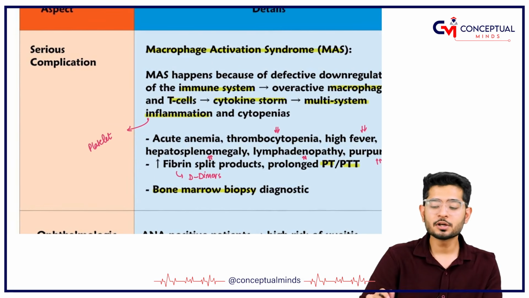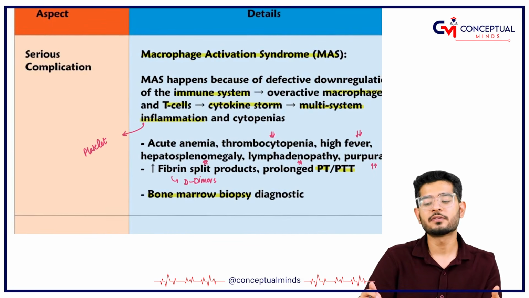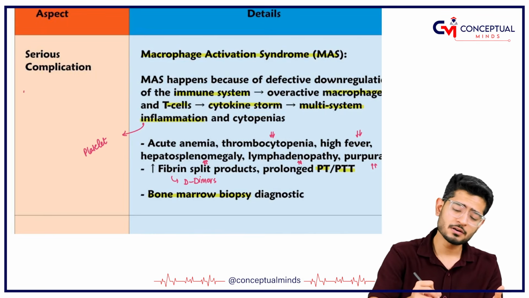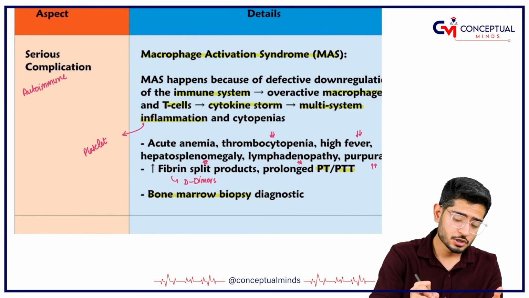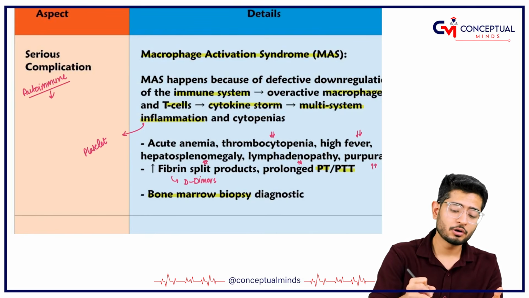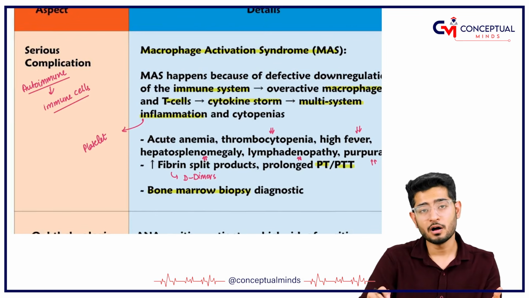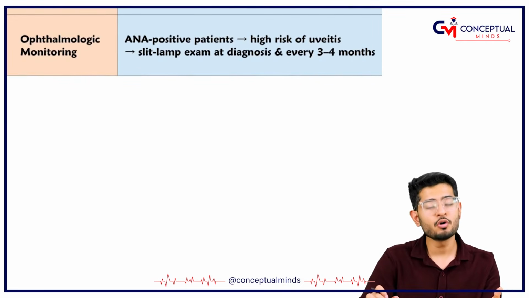But the question arises: why is there defective downregulation? Because my dear friends, the things are very simple. It's an autoimmune condition. The body wants to have a lot of immune cells, and in order to create a lot of immune cells, the body has to work a lot. That's why there is no downregulation of the immune system.